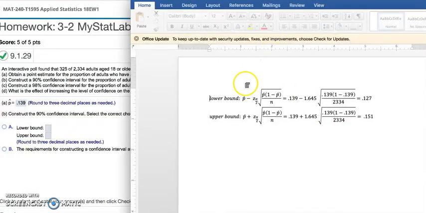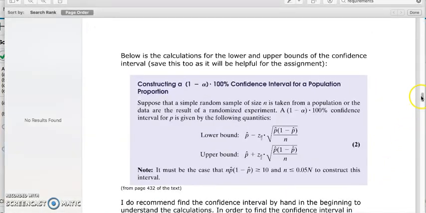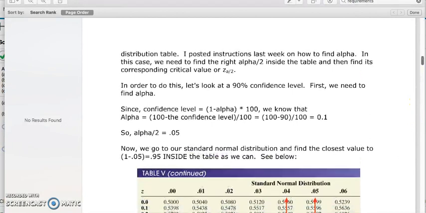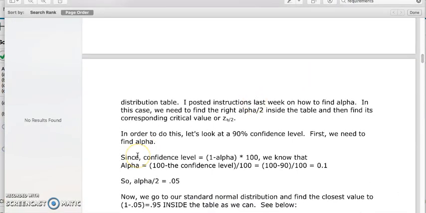So just from what we were just looking at, we know that the lower bound is p hat minus z alpha over 2, all times the square root of p hat times 1 minus p hat over n. So first let's look at how to find that z alpha over 2. That's a tough number to find. So I'm going to go back to our lesson from this week. Scroll back up. It's perfect that we actually use this example. So this is an example of looking at finding that critical value of z alpha over 2.